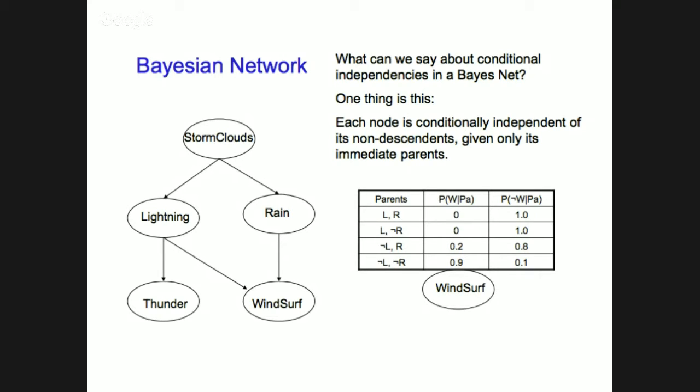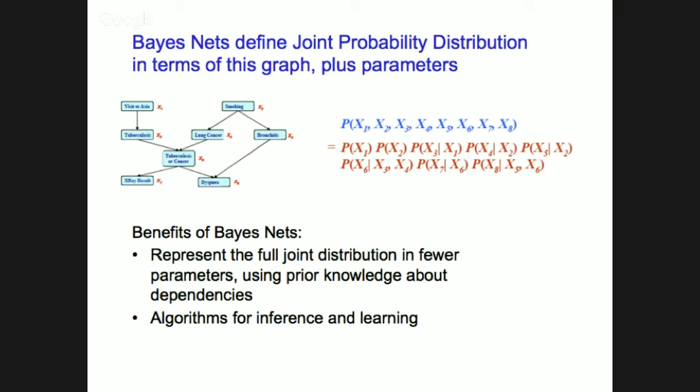So you cannot say that windsurf is conditionally independent of storm clouds. One key thing to keep in mind is if there's a path which exists from one node to another, then it is not conditionally independent. If there's no such path, then it is conditionally independent. Yeah, I'll come to that as well. So this is when none of the events are observed. When a particular event is observed, the rules change. We'll see that in examples also, in some slides.